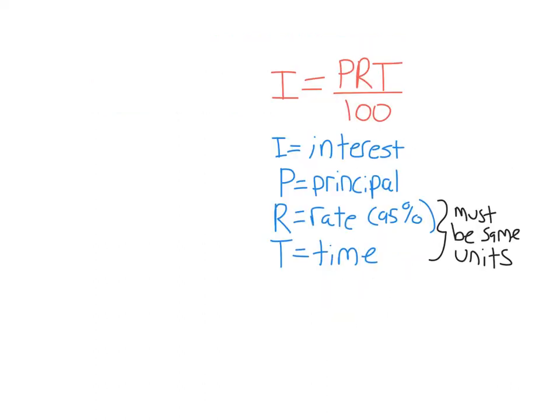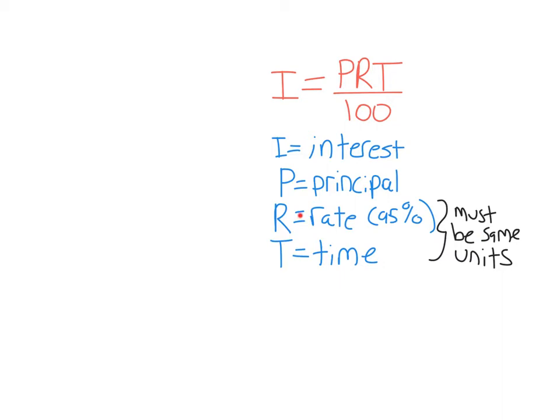The formula for simple interest is I equals PRT over 100. I is interest, P is principal, the initial amount. We went through what interest and principal were on the previous slide. We also have R, the interest rate as a percent, and T, the time. Note, this note here says rate and time must be in the same unit.